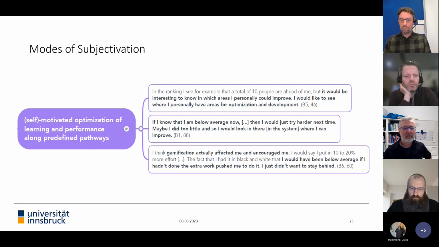Another student mentions this gamification approach and says, this gamification actually affected me and encouraged me because I just didn't want to stay behind.